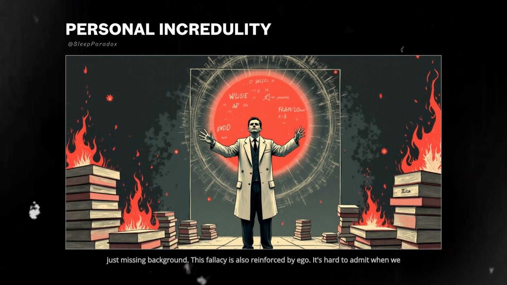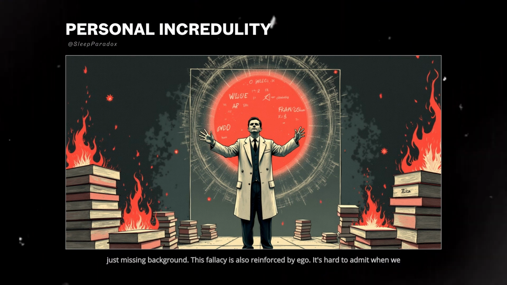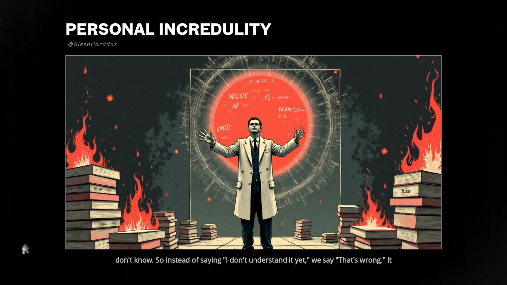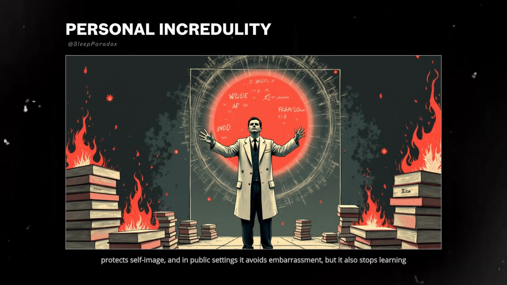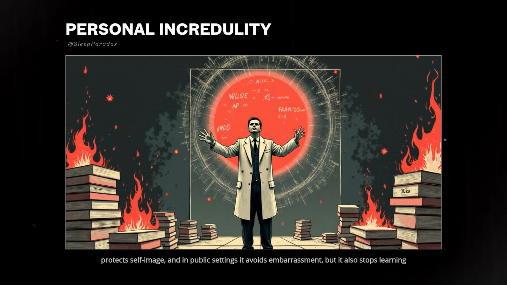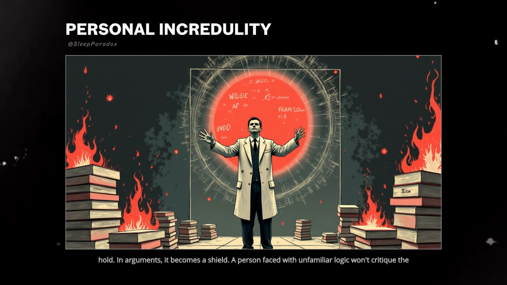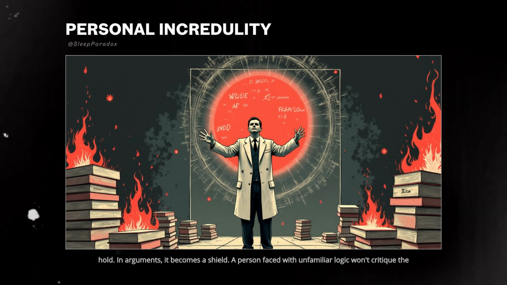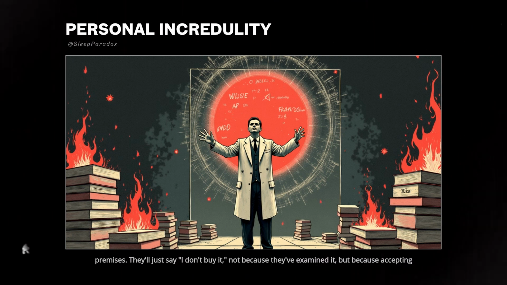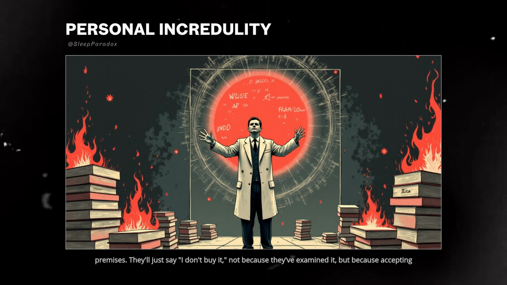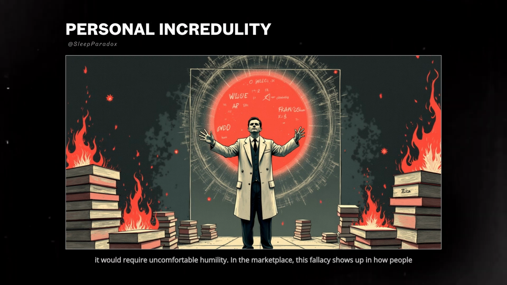This fallacy is also reinforced by ego. It's hard to admit when we don't know. So instead of saying, "I don't understand it yet," we say, "That's wrong." It protects self-image. And in public settings, it avoids embarrassment. But it also stops learning cold. In arguments, it becomes a shield. A person faced with unfamiliar logic won't critique the premises. They'll just say, "I don't buy it." Not because they've examined it, but because accepting it would require uncomfortable humility.